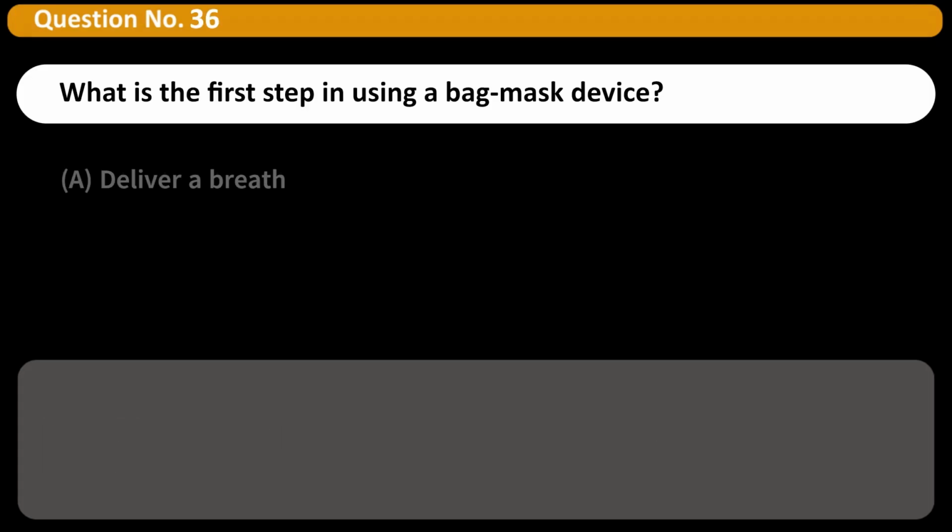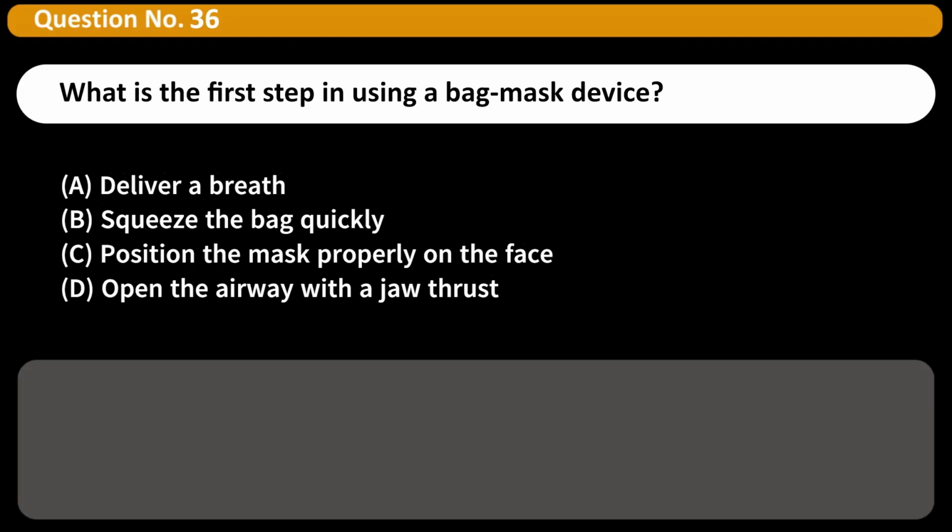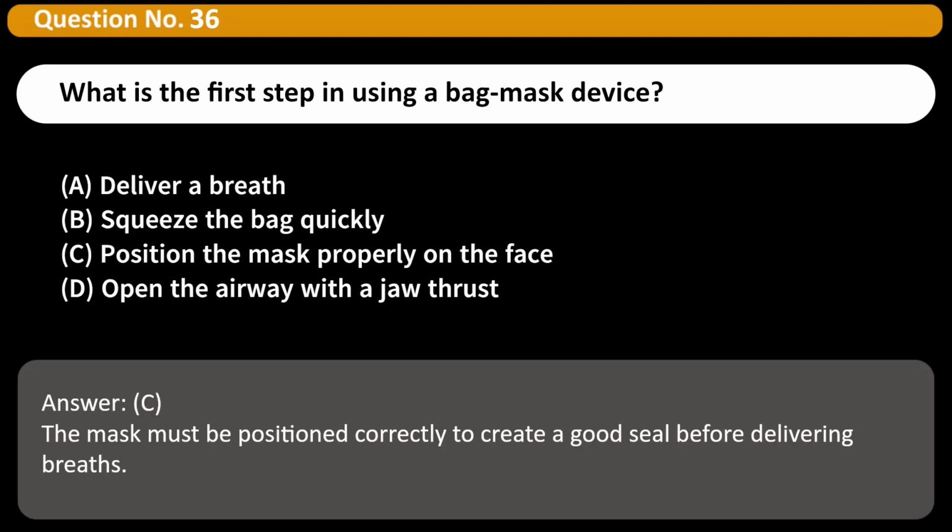What is the first step in using a bag mask device? A. Deliver a breath. B. Squeeze the bag quickly. C. Position the mask properly on the face. D. Open the airway with a jaw thrust. Answer, C. The mask must be positioned correctly to create a good seal before delivering breaths.